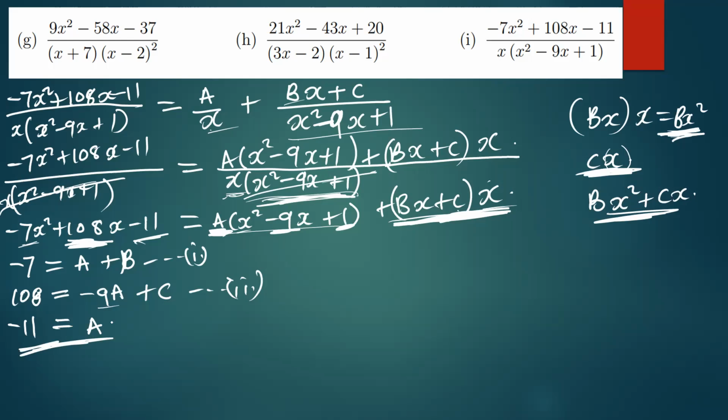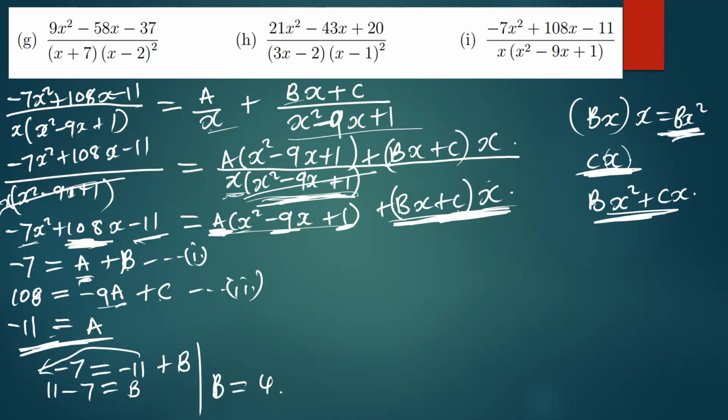So I'm going to replace a there and there to find b and c. In the first equation, I'm going to have -7 being equal to, while there is a there, I'm putting -11, and then plus b. So these will cross the equal sign, and I'm going to have 11 - 7 is equal to b. And 11 minus 7 will give us 4. So the value of b is simply equal to 4.